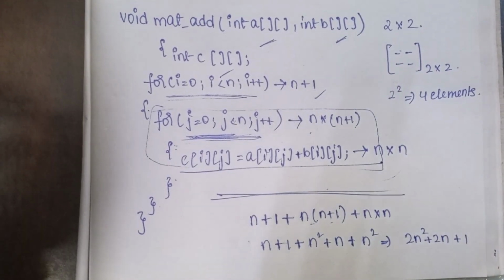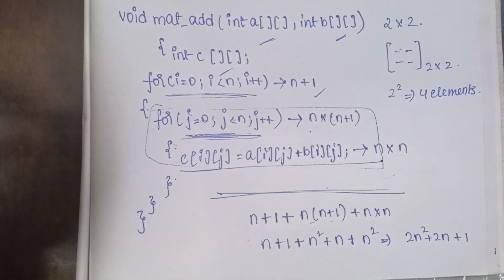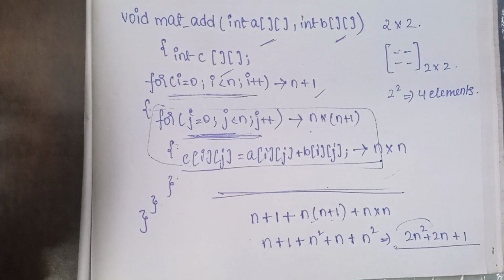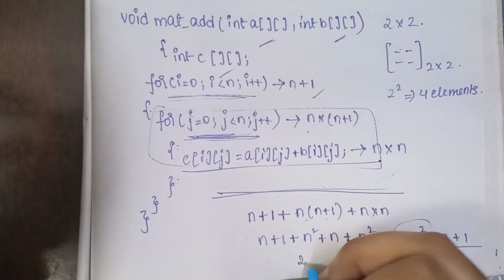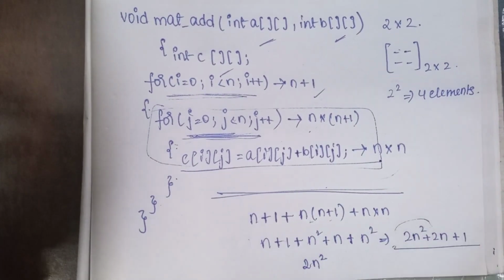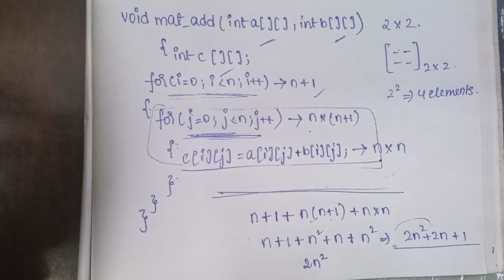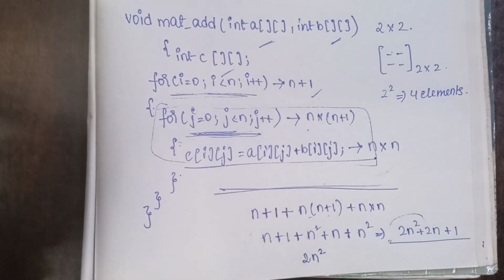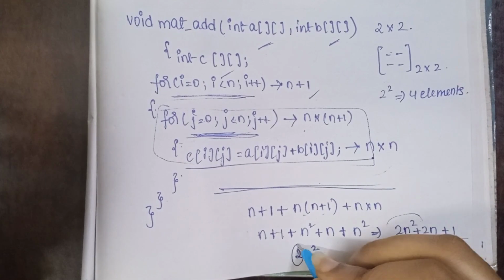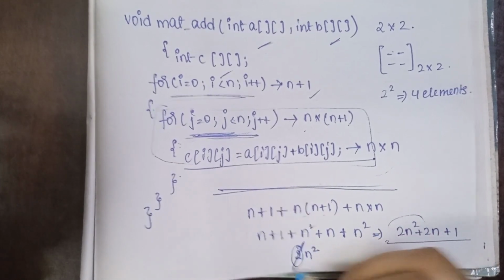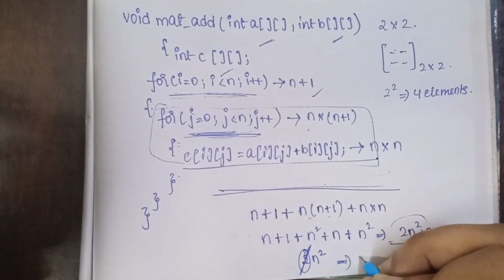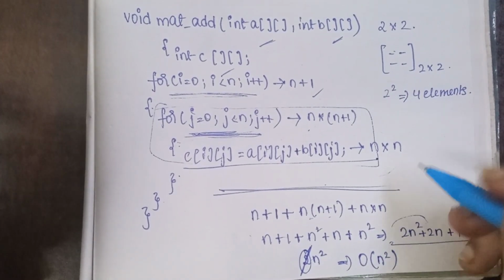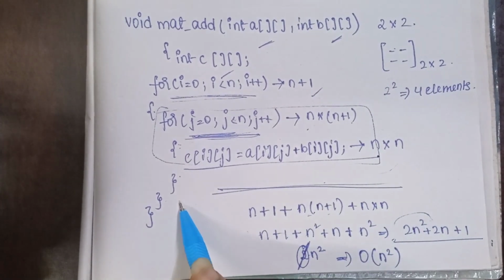So according to the rule 3, you need to consider higher exponent value. So here, what is the higher exponent value among all of them? We considered 2n square. After considering 2n square, what should we do? According to rule 4, you need to avoid the constant multiplier. So here, if you cut the constant multiplier 2, your final time complexity is order of n square. So this is the time complexity for this particular algorithm.